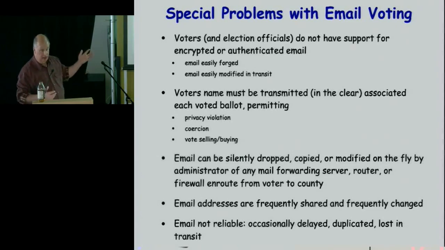You guys know that. But a lot of the people who talk about internet voting systems don't understand enough about the architecture and the limitations of internet transactions, don't understand this. Other problems are that email addresses are frequently shared among people in a household. They're changed frequently, so email address lists go out of date, et cetera. It's not really intended to be a reliable communication medium.